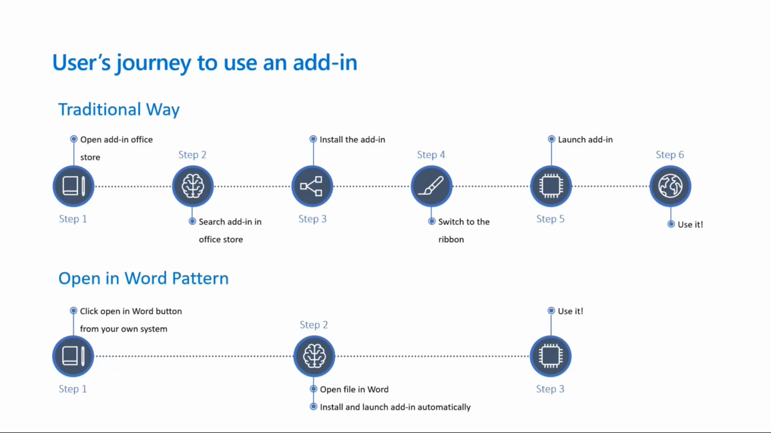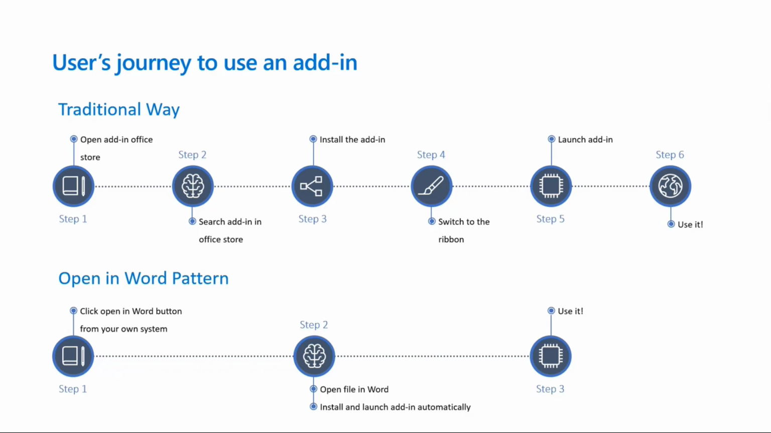Let's recap how a user goes to install and open up an add-in. So the traditional or common way is that the user goes to the Office Store, and tries to find the add-in, does the installation, and after the install, the user switches to the ribbon, clicks on some buttons and then launches the add-in.